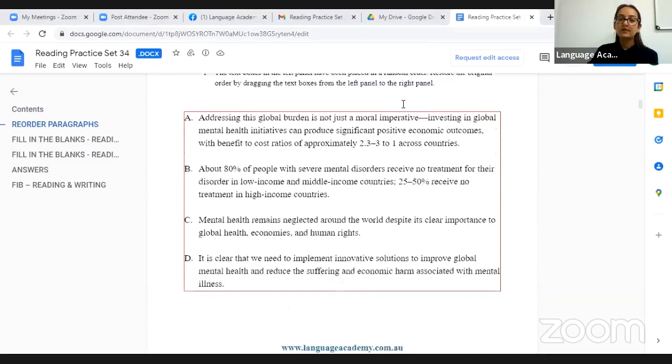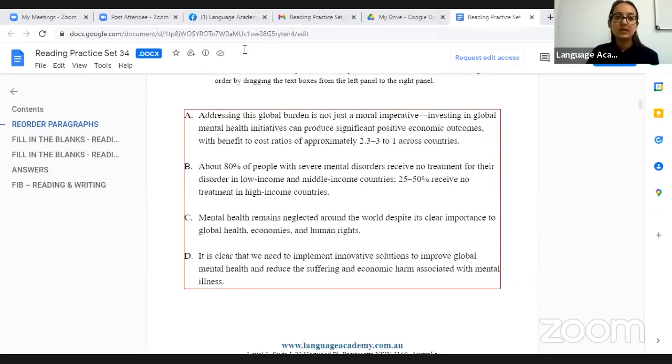So here you have your first question for reorders on the screen, and you have 2 minutes to solve this. Put your answers in the chat box after 2 minutes, and then we have a discussion.